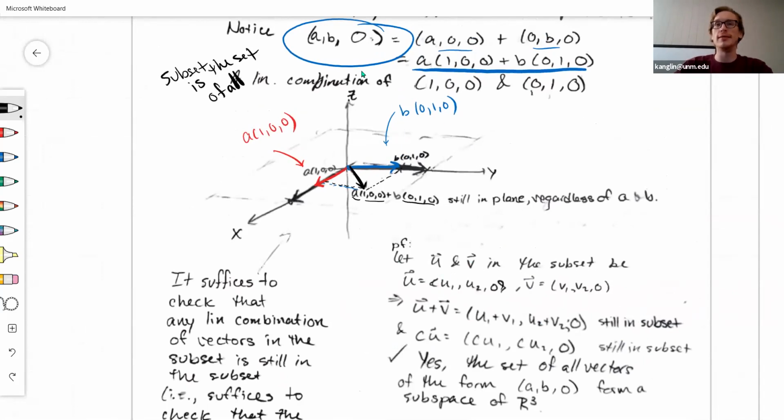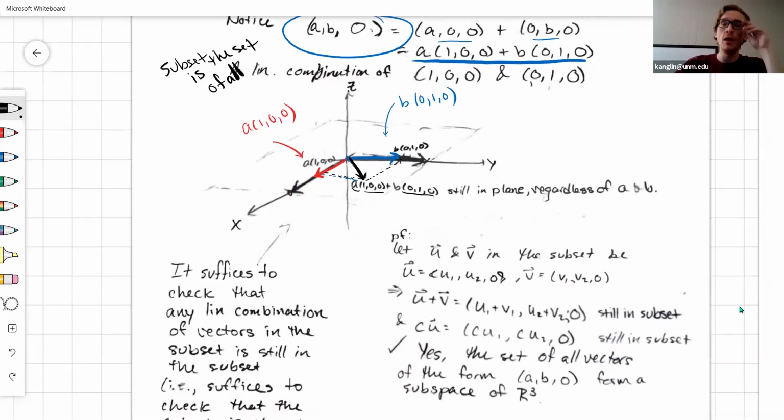If U and V are in this subset, then they have this form where you have a number, then a number, then a 0. So let's think of two objects of that form. Let U be a vector in there that has components U1, U2, then 0. Putting a 0 there ensures it is in the subset. And let V be a vector in that subset with components V1, V2, and 0. Again, the 0 there ensures that we are of this form. Well, then we just check.